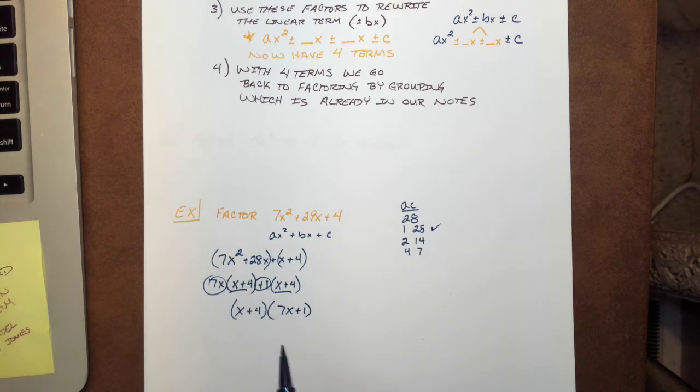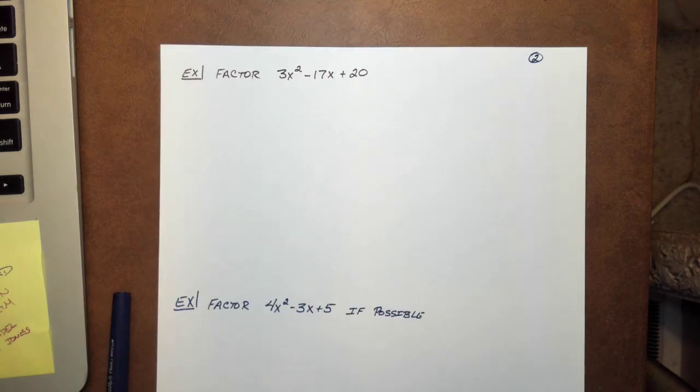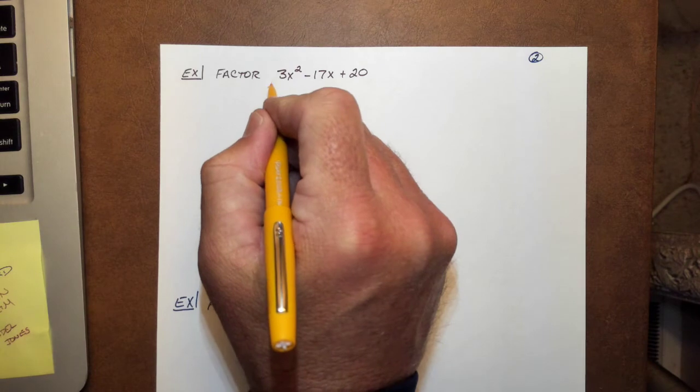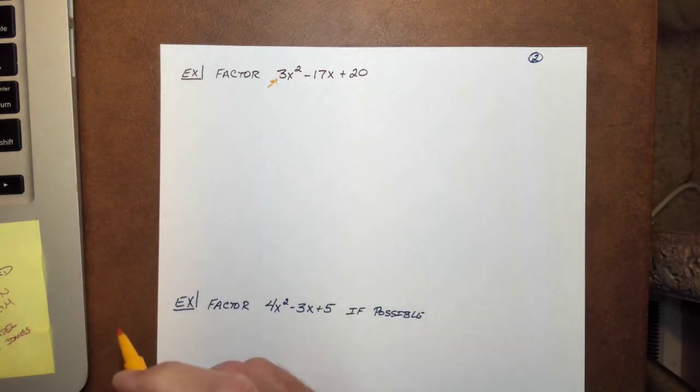Remember, some people might have this written out as the quantity 7x plus 1 first, and the quantity x plus 4 last. Those are the same answer. Okay, well, let's look at this example. Again, it's called the AC method for a reason. We're using A, we're using C, and it all starts with A being something that's not 1.